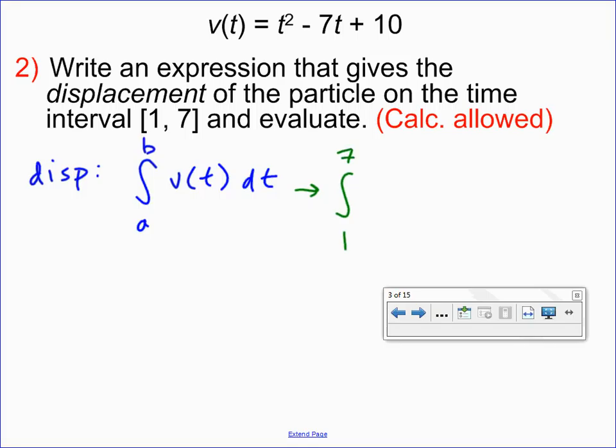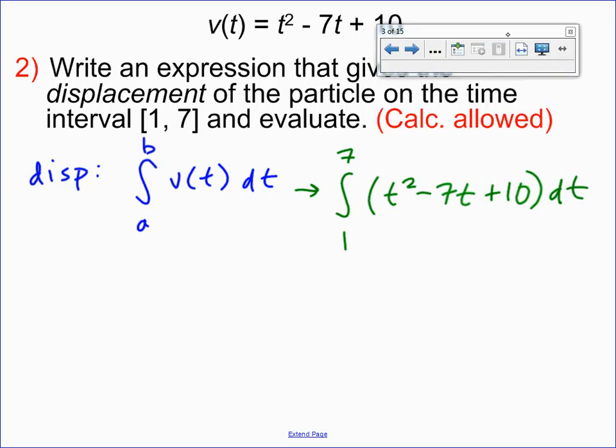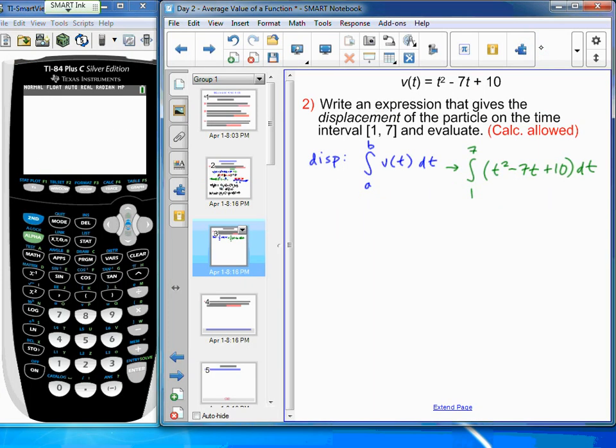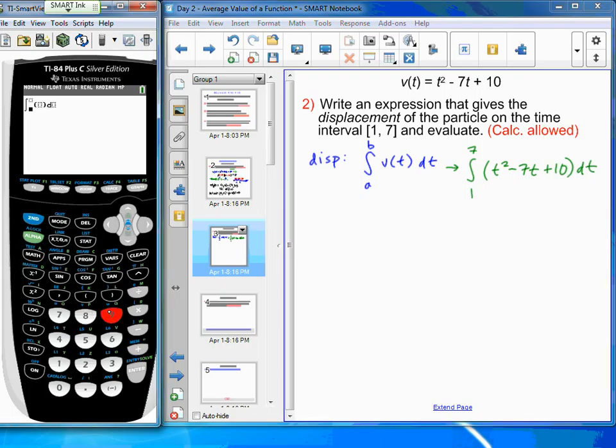Since it's defined, you could just put v of t if this were calculator allowed. I'm going to go ahead and write it though: t squared minus 7t plus 10. And this is calculator allowed. After showing the calculus and writing that down, I can simply go and math 9 it. So that's a big time saver. I can go to my calculator and we'll just math 9, my favorite calculator function.